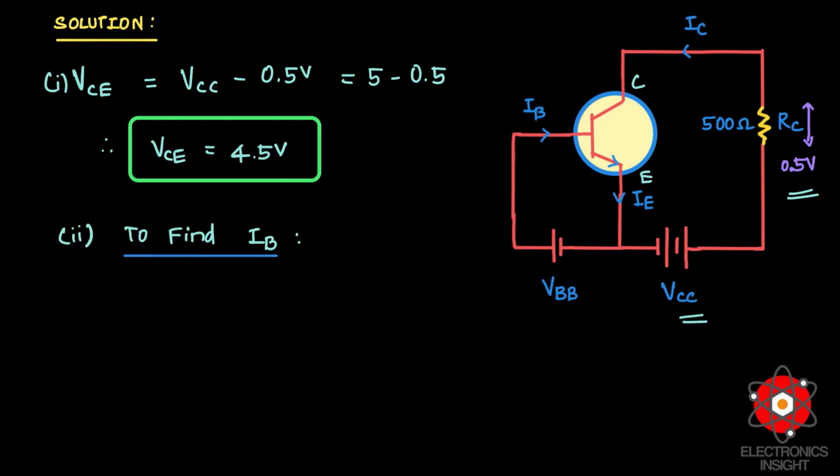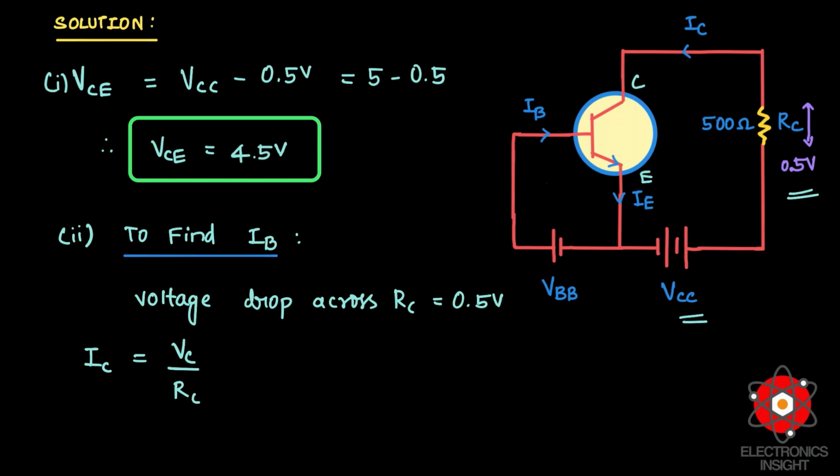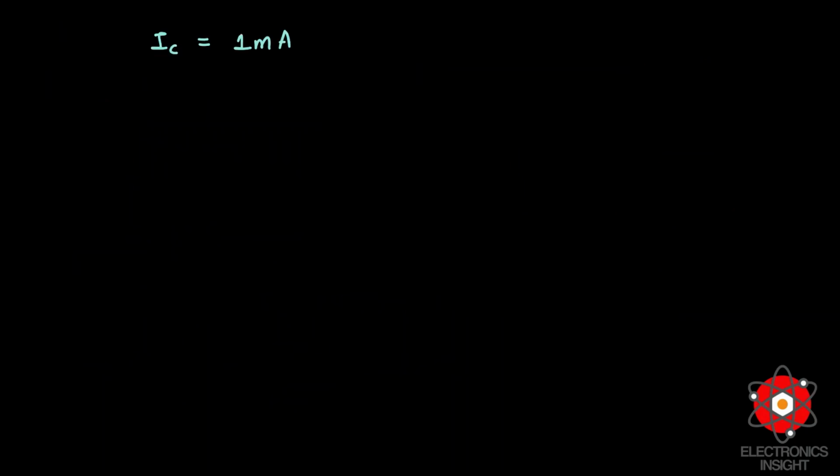Now the next objective is to find the base current IB, for which we should first understand the voltage drop across RC, and that is given as 0.5 volt. With that we can find IC. IC is the voltage drop across RC divided by RC, which is 500 ohms. So this will give us a collector current of 1 milliamp. Therefore now the collector current is 1 milliamp.